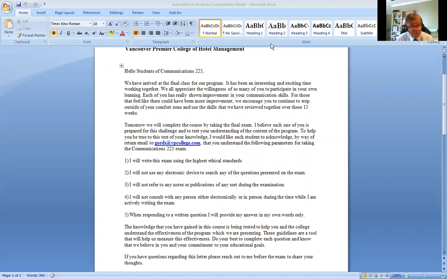I lay out five parameters by which I'd like them to take the exam for Communications 225 or any test that I offer. It simply states they'll write this exam using the highest ethical standards. They won't use any electronic device to search for answers to any of the questions. They won't refer to any notes or publications of any sort during the exam. They won't consult with another person either electronically or in person. And they will not respond with anybody else's work unless they identify it as somebody else's work.